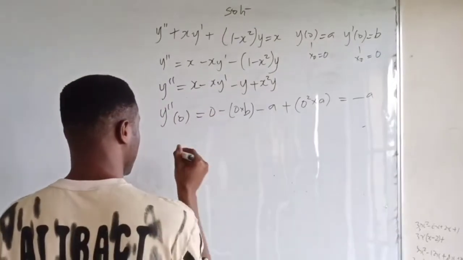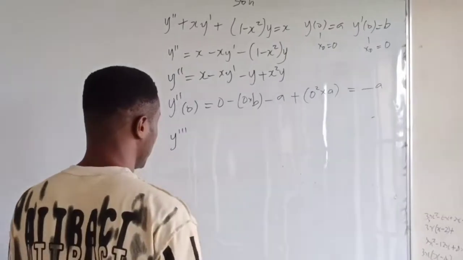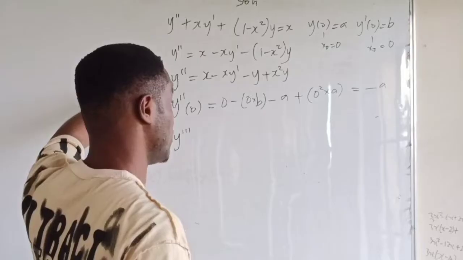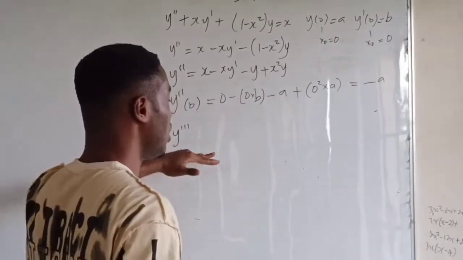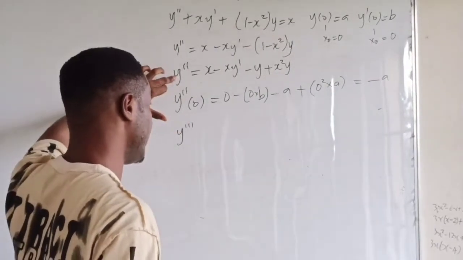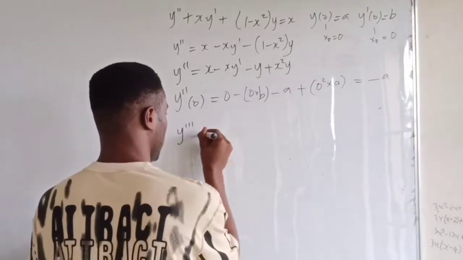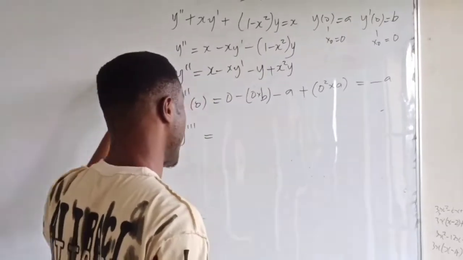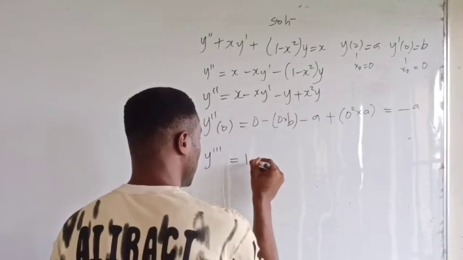Now to get the third differential, you need to look at what you have from your second differential. So differentiate everything out of your second differential, that will give you your third differential. Now when you differentiate the second differential, you're going to have the third differential, okay? So when you differentiate x, you're going to have 1.